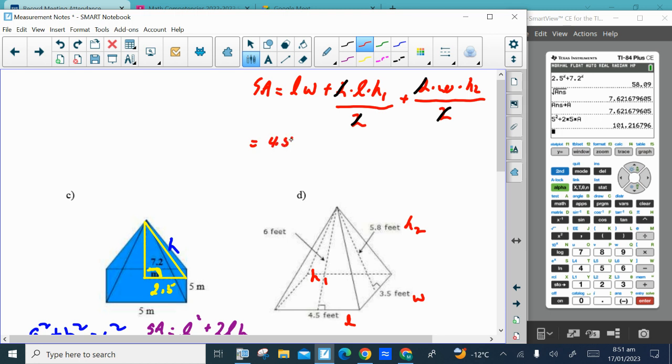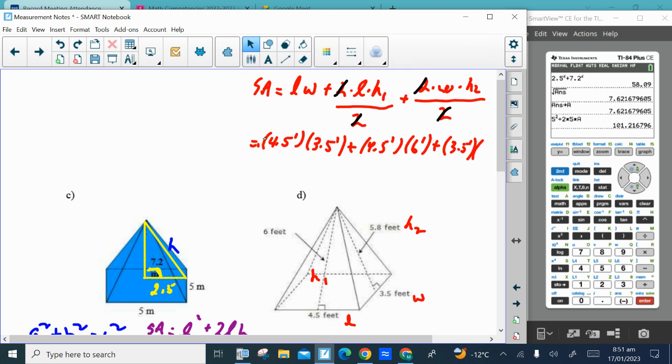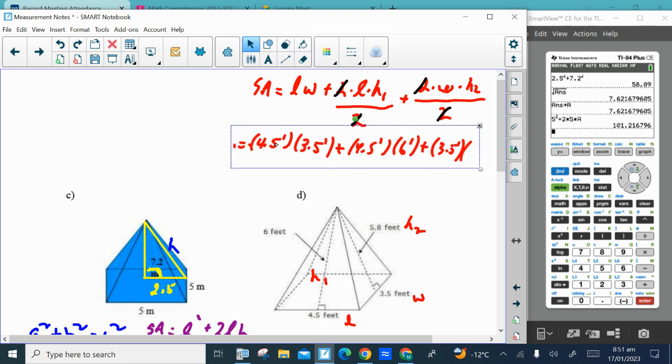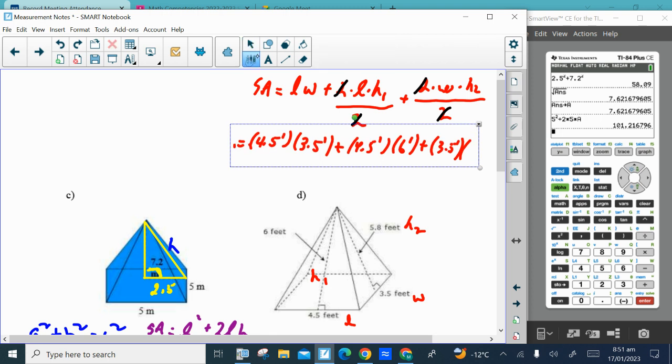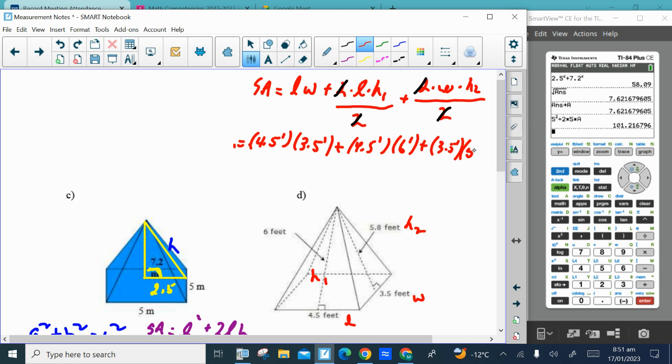So I'm not going to put the units in. I can. I'll just use the symbol. 4.5 times 3.5 feet for the base, plus L, which is 4.5 feet times H1, which is 6 feet, plus W, which is 3.5 feet times H2, which is 5.8 feet.